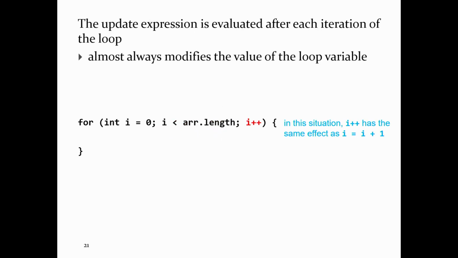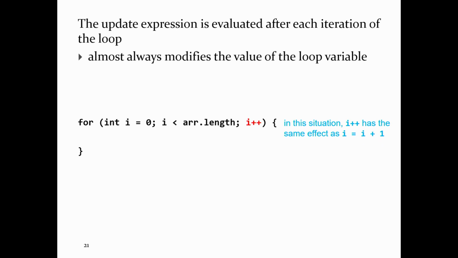Finally, the update expression is the thing that runs immediately after the loop body runs each time. So if the loop body runs here, then right here is where that update expression runs. Here I'm writing i++, and so this increments i by 1 at the end of every time the loop runs. So i++ has the same effect in this case as writing i equals i plus 1.